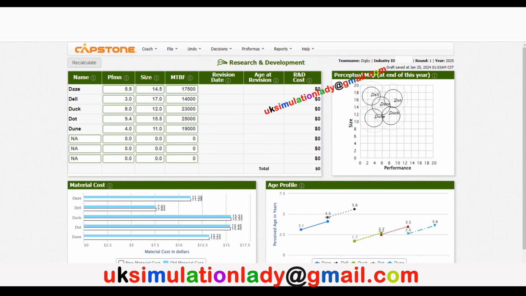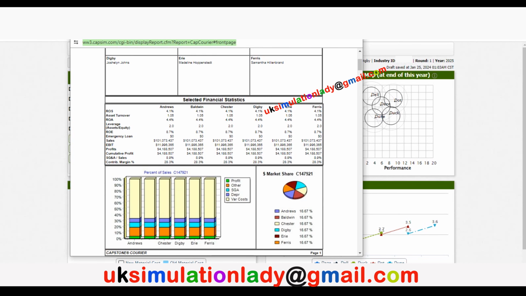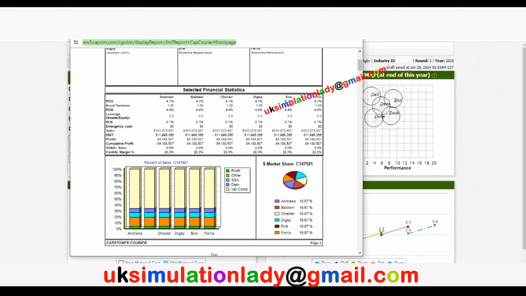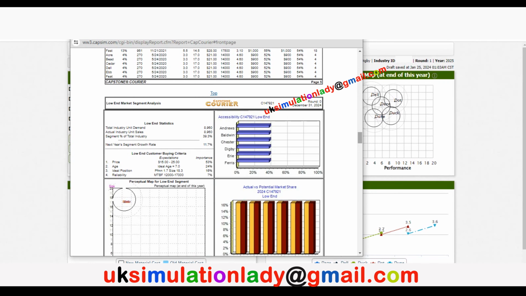After each round, Capsim will generate a Capstone Courier report for that round. Therefore, you will have Capstone Courier reports for Capsim Rounds 0 through 8. So what are we going to use Capsim Capstone Courier reports for? They will give performance information, Capsim market segment information, and your competitors' information. This information is essential for decision-making in Capsim. Market segment analysis information is the most important information in Capsim Courier reports.